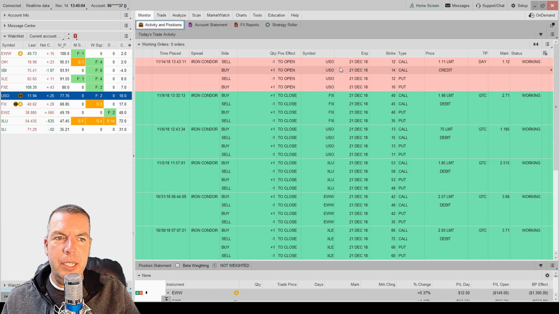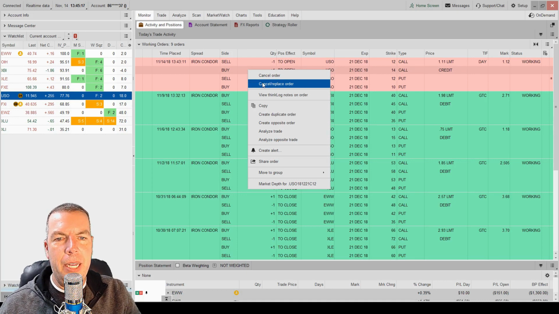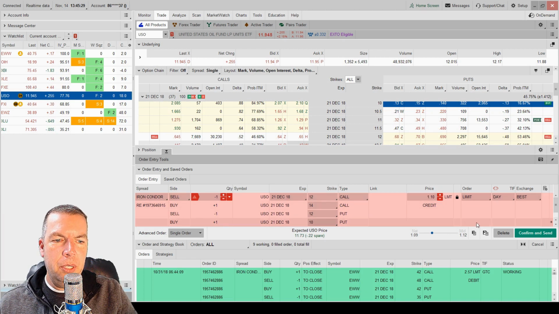So let's come back in here to our monitor tab. You can see that we're still at the mark price of 112. We're waiting for that order to get filled. We're coming into about 15 minutes before market close. In order to get this filled, I might just bump it down a penny. So we're going to come back in here, hit cancel replace, and the price we have set is $1.11. Let me just bump it down here to $1.10. I'm going to hit confirm and send.